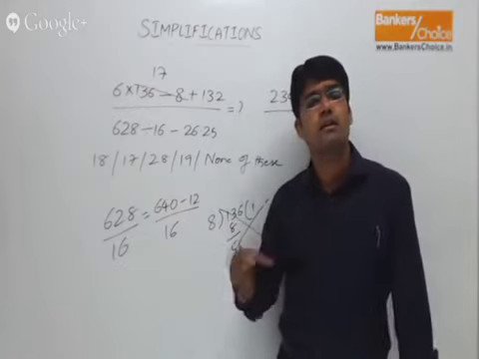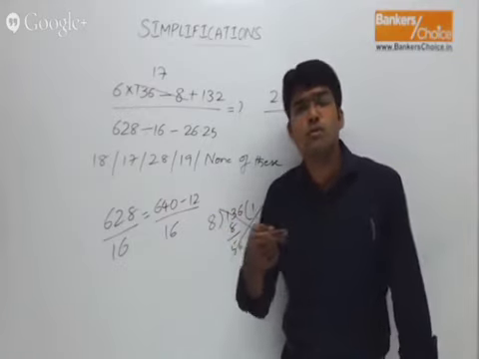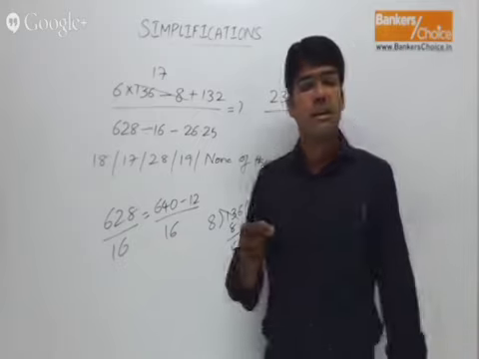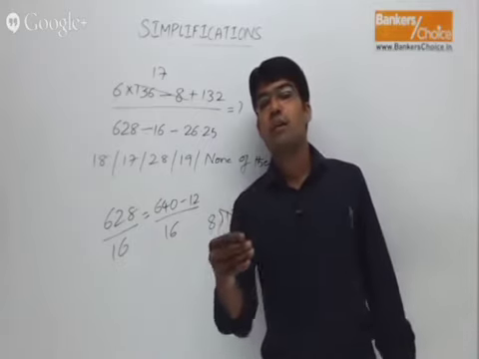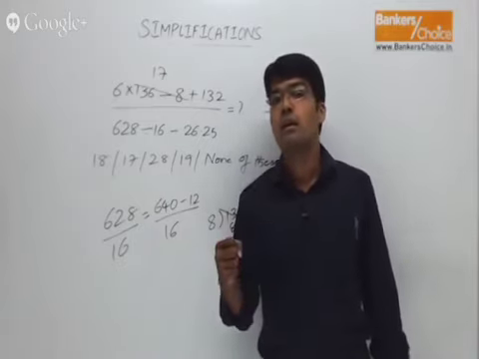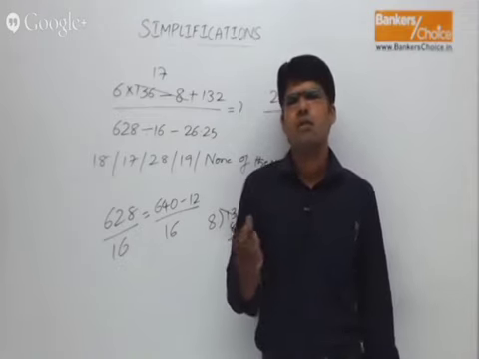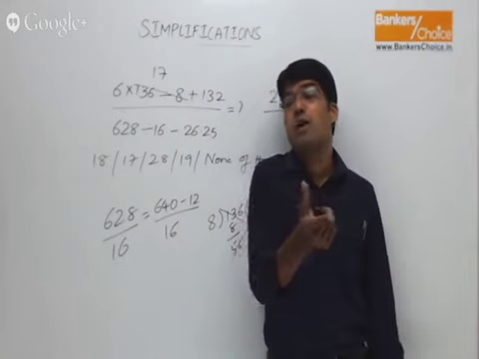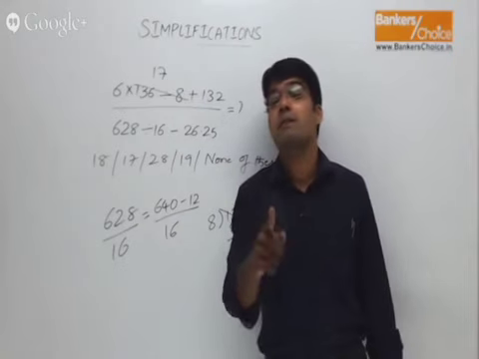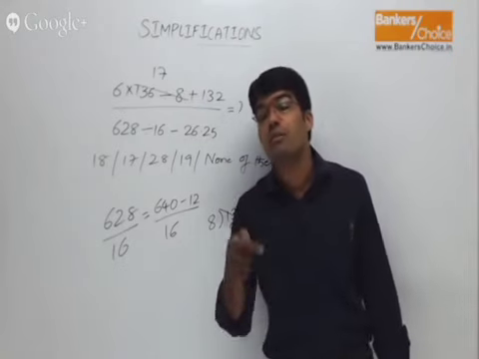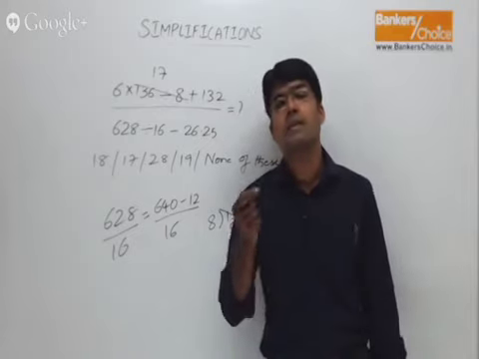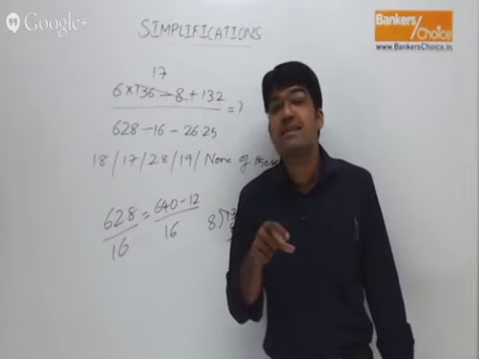480 plus 148. Now why 480 plus 148? Because 480 is divisible by 16. 480 by 16 is 30. 148 is left out. Now how do you split 148? 148 should be divided by 16. 148 can be taken as 144 plus 4. Now you may ask me, why 144 plus 4? Because I know 16 times 9 is 144. So 144 by 16 is 9.